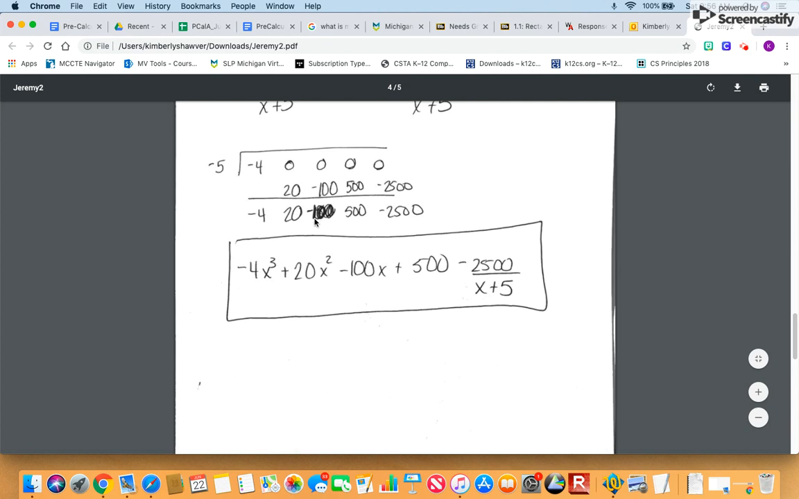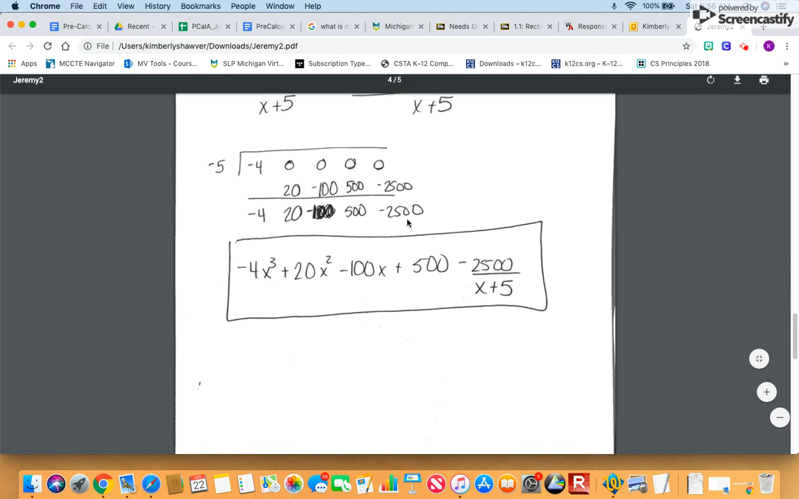I add, I get negative 100. This times this is positive 500. I add, I get 500. This times this is negative 2,500. And this is what I get, negative 2,500 here.